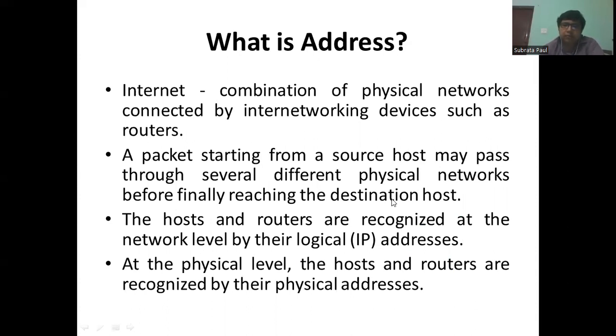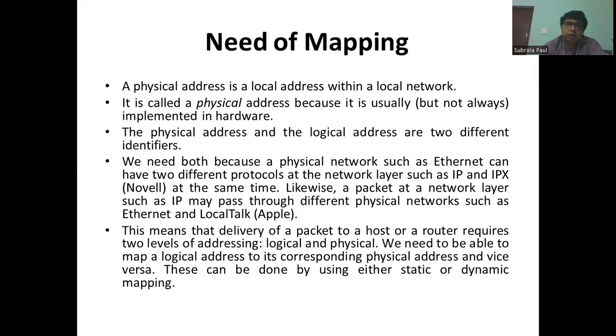Now, at the physical level, the physical address comes into consideration. And what is a physical address? The physical address is the 48-bit MAC address. A physical address is an address that is concerned with the local network only. Why is it called physical? Because it is implemented by the network hardware, that is the NIC. So we see that the physical address and the logical address are two different identifiers, and both of them need to be mapped.